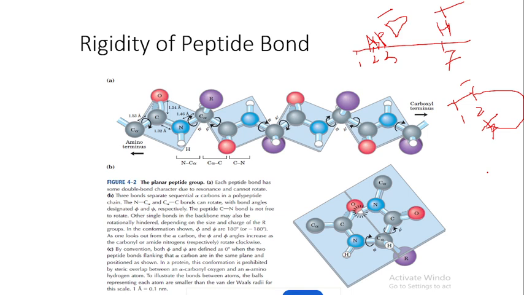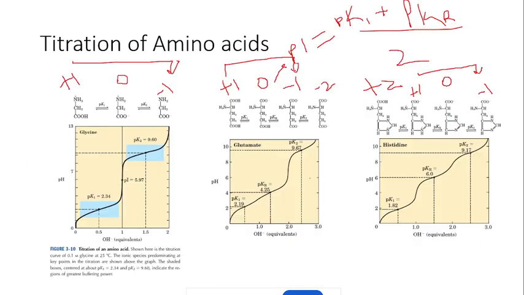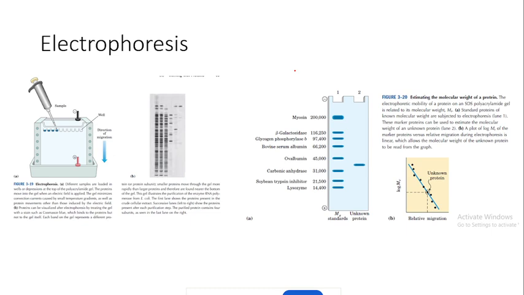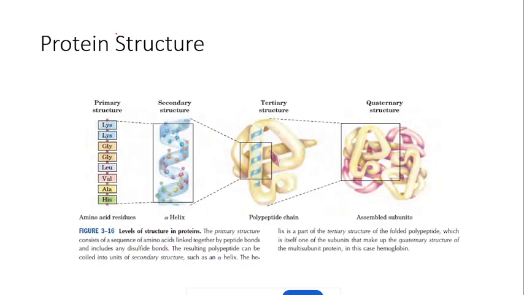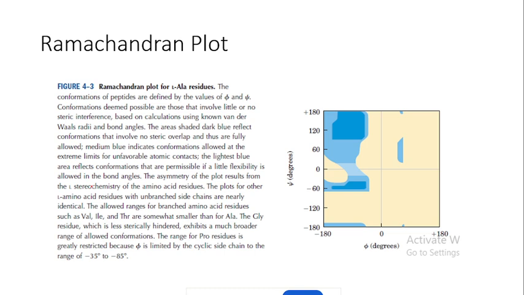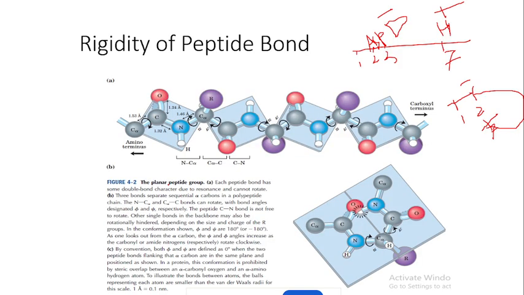Before starting that, we know that in a polypeptide chain, which is the primary structure, the amino acids are linked by peptide bonds, right? Now, the peptide bond is rigid. Why rigid? Because this is one amino acid which has an R group, which has the N terminus, which has the C terminus, right?